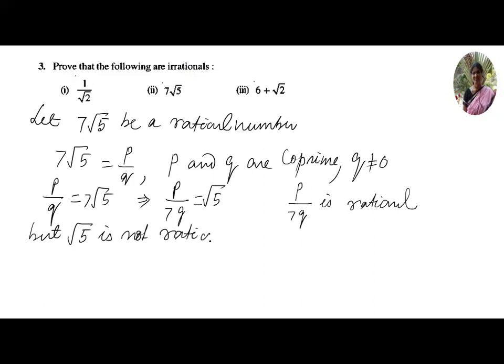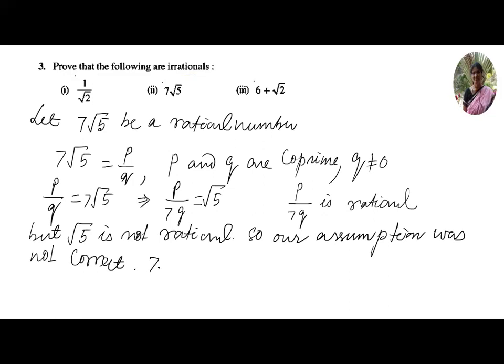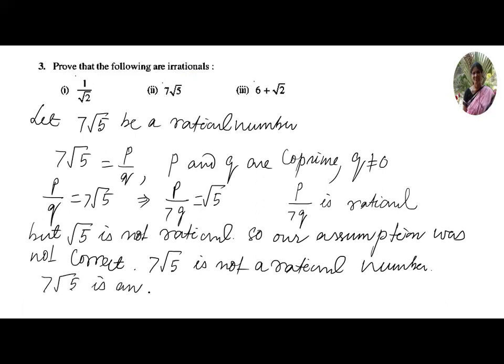So we are making contradictory things. Left side rational, right side irrational, and making them equal. So our assumption was not correct. What does it mean? It means that 7 root 5 is not a rational number. 7 root 5 is an irrational number.